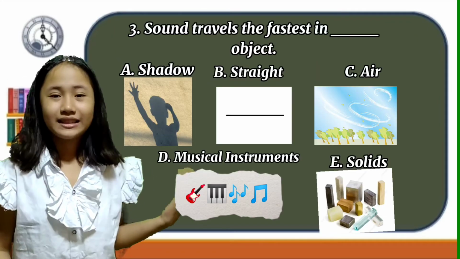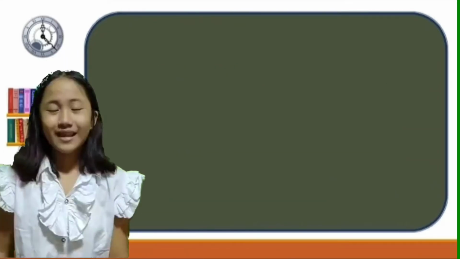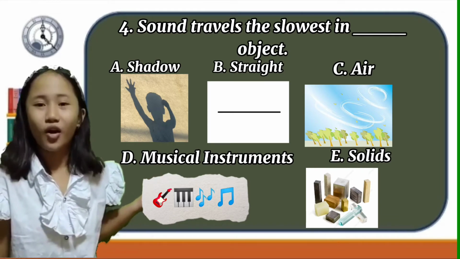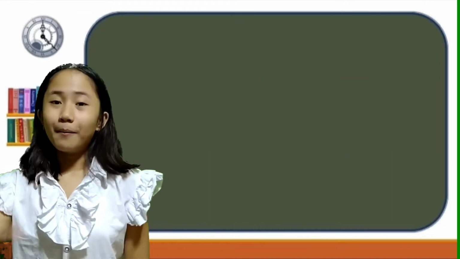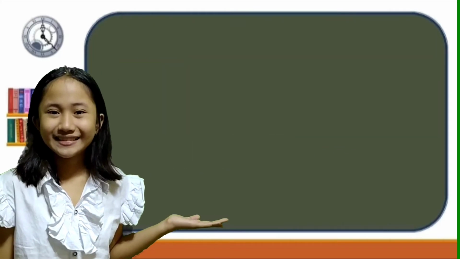Number 3. Sound travels the fastest in blank object. Number 4. Sound travels the slowest in blank object. Number 5. When light is blocked, a blank is formed.